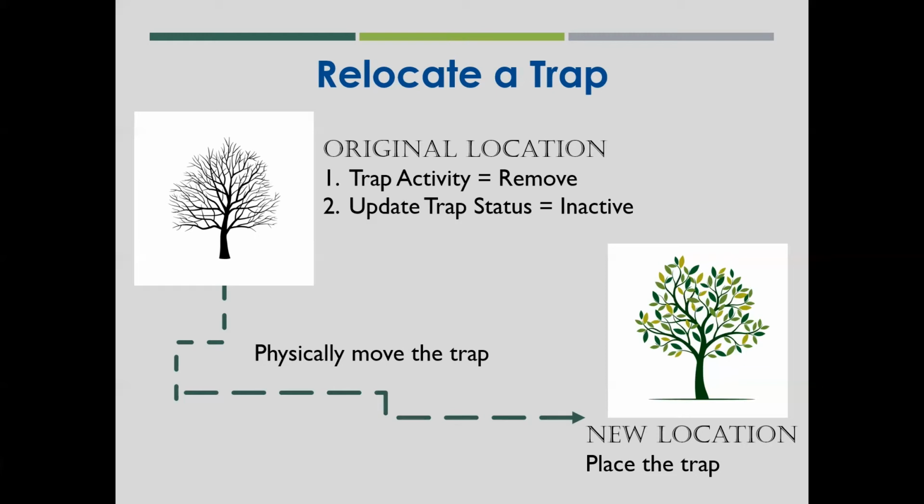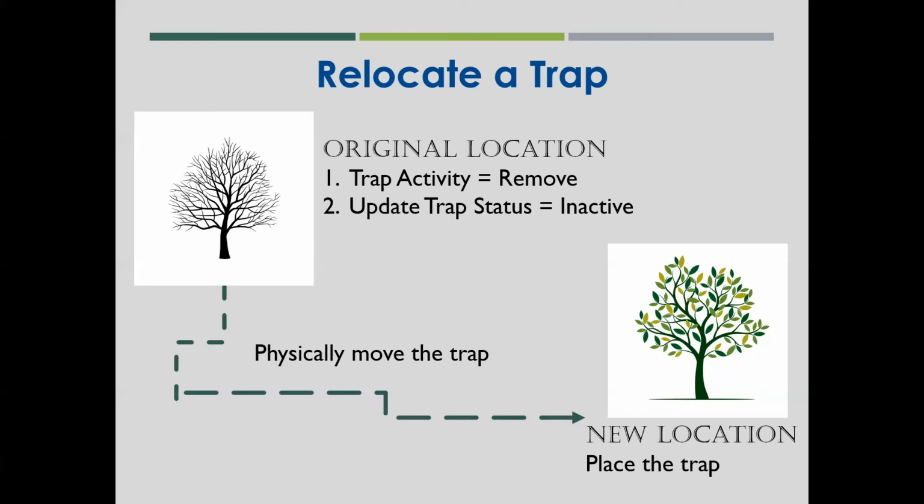So the trap status symbol might change from active to inactive. You'll see a different symbol there for inactive, but that trap symbol should stay on the map with the last trap activity of remove, and that's important. So we never want to see a trap symbol disappear. This can be kind of confusing when you're relocating a trap specifically, but it also applies at the end of the year. It's pretty similar.